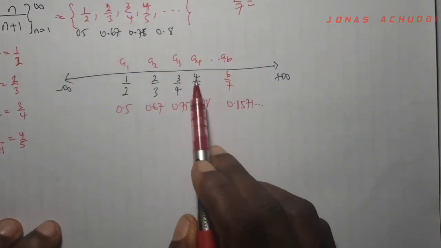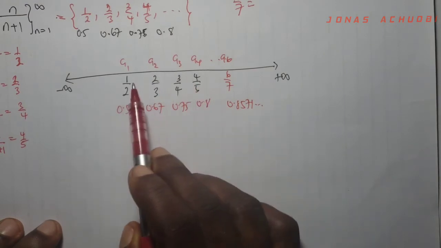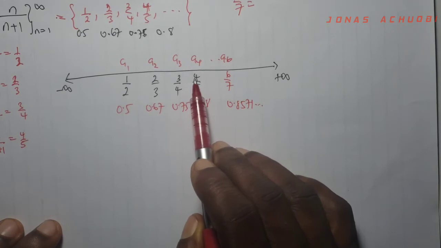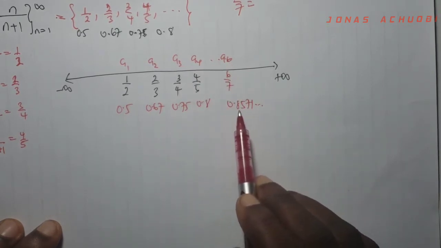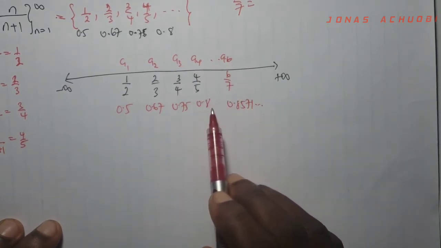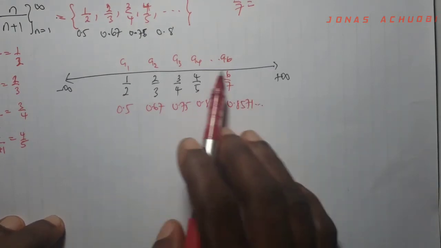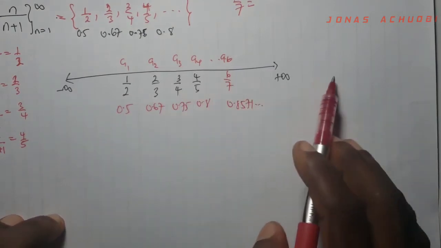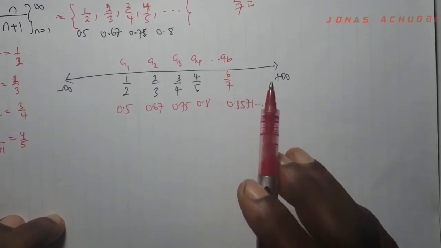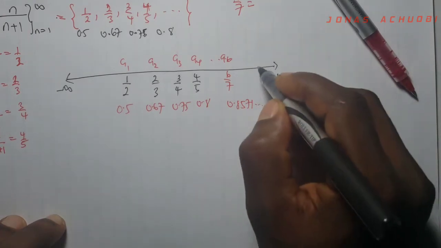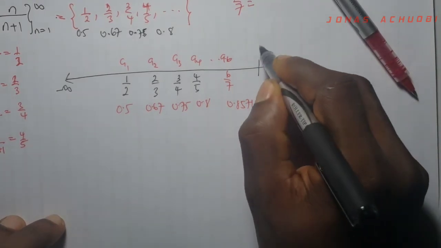So I cannot claim that 4 over 5 is an upper bound for this sequence, because I have a term A6. Even the fifth term is bigger than it, but the sixth term is obviously bigger. 0.8571 is bigger than 0.8. So can we now say that this sequence is not bounded from above? It is bounded above. Let's be careful. If I claim that my upper bound is 1, the number 1, would that be correct?